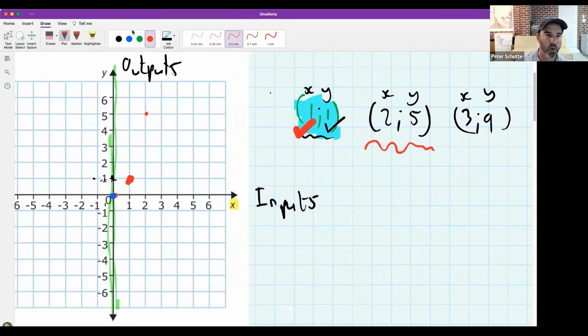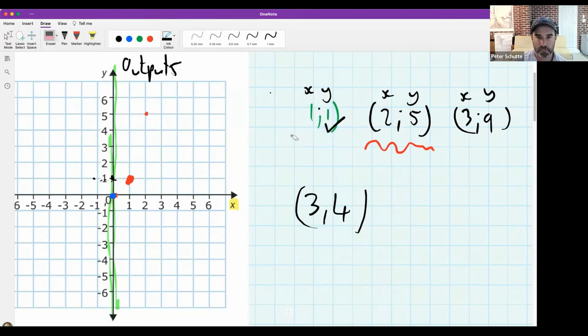I'm going to give you a point myself. I'm going to make up another point. This point is going to be the point 3. This input-output pair is going to be the input-output pair 3, 4. Do you think you can find where the input-output pair 3, 4 is located on this Cartesian plane?